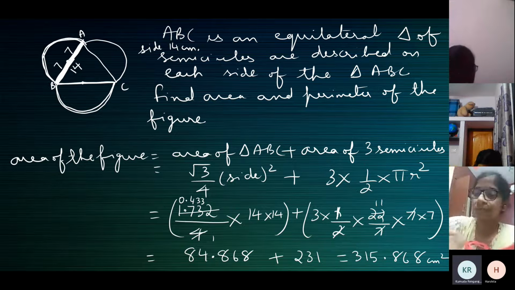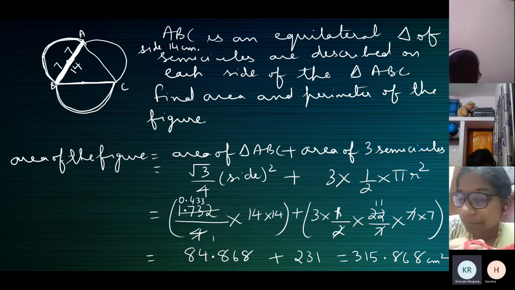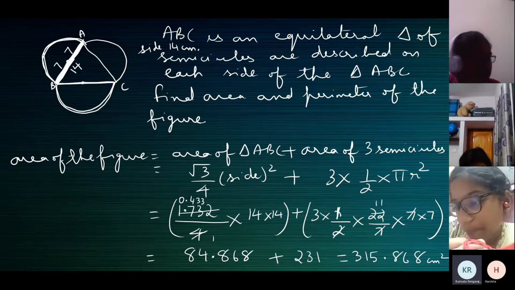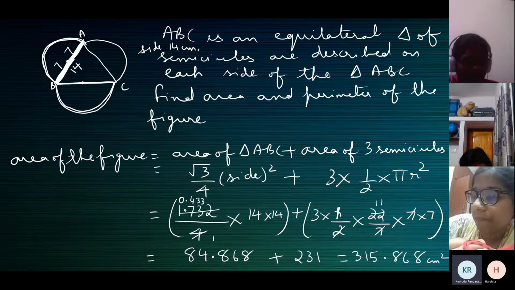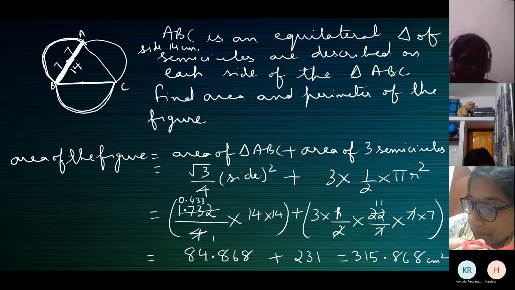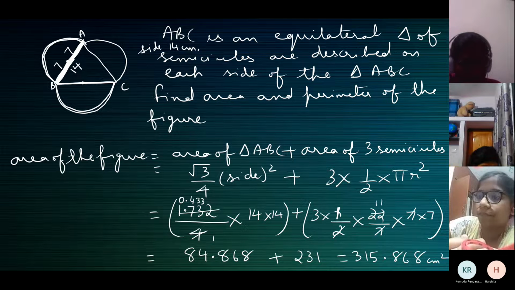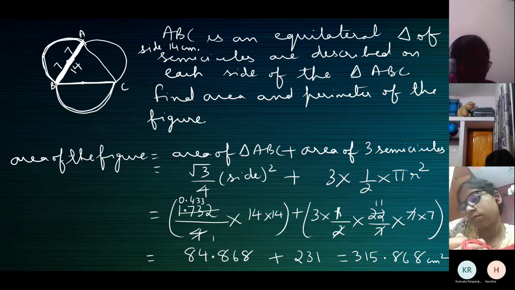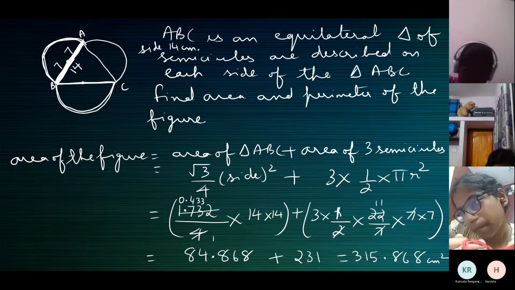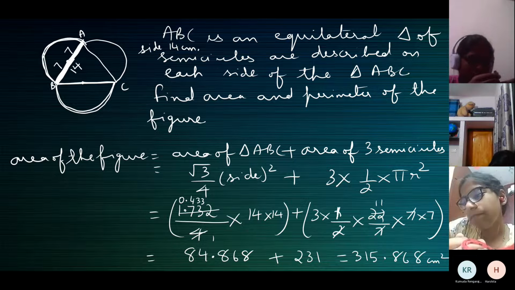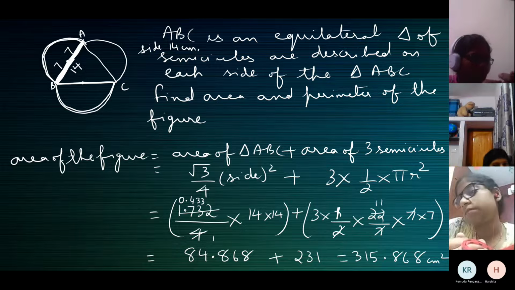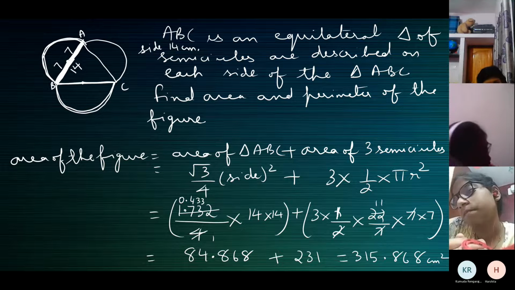So the formula to find the area of an equilateral triangle is √3/4 into side square. The value of √3 is 1.732. Completed, ma'am.